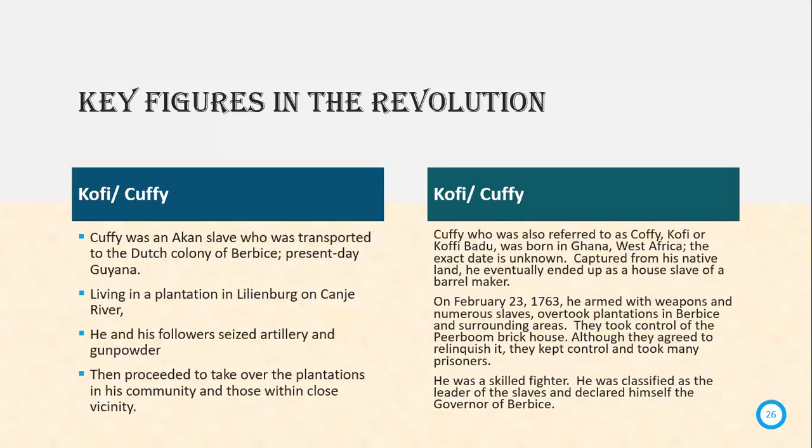Who was Coffee? Coffee was an Akan slave who was transported to the Dutch colony of Berbice, which is present-day Guyana. He was living on a plantation in Lilienberg on the Canje River, and he and his followers seized artillery and gunpowder and then proceeded to take over the plantations in his community and those within close vicinity.